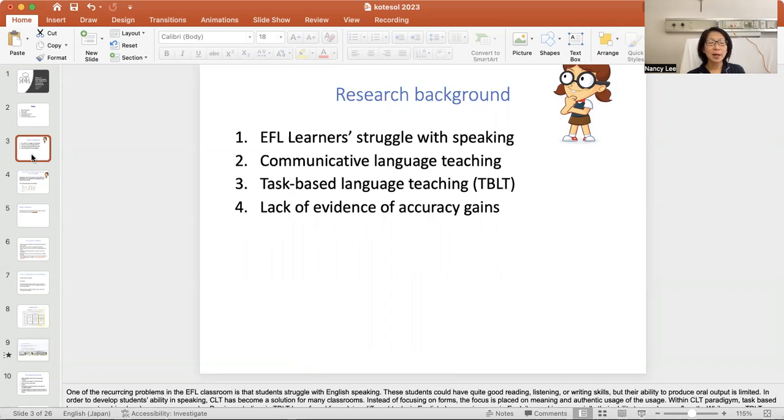As a solution to resolve this problem, many classrooms have adopted communicative language teaching, where the task-based language teaching approach became very popular. In the classes, we do a lot of tasks, and by completing these different tasks, learners improve in their speaking ability. While this approach is very promising, there are also criticisms. One of the biggest criticisms of the TBLT approach is the lack of gains in grammatical accuracy.